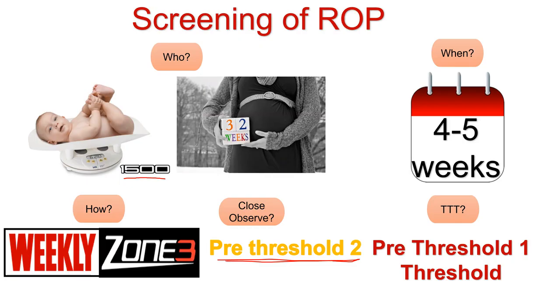And those who are going to be treated are the patients who have a condition called pre-threshold type 1 or threshold disease. Okay, so these are the indications for treatment, and we are going to discuss the treatment and these threshold and pre-threshold types right now.